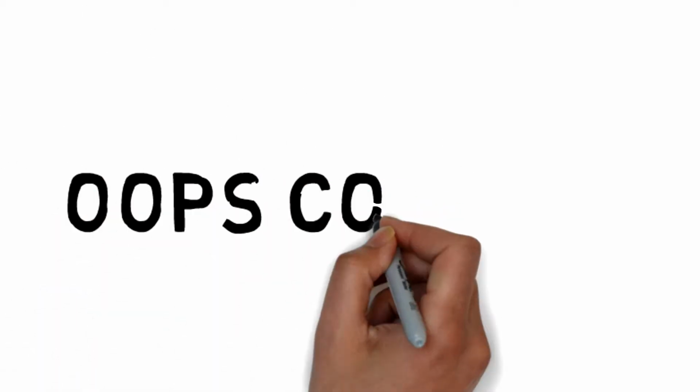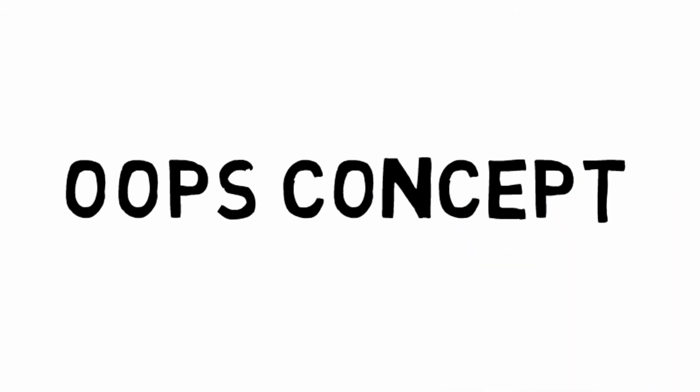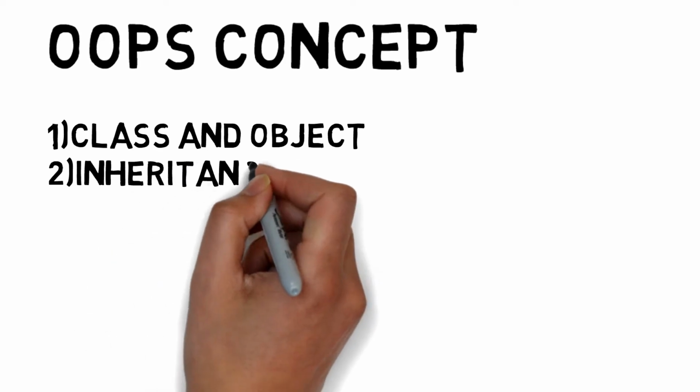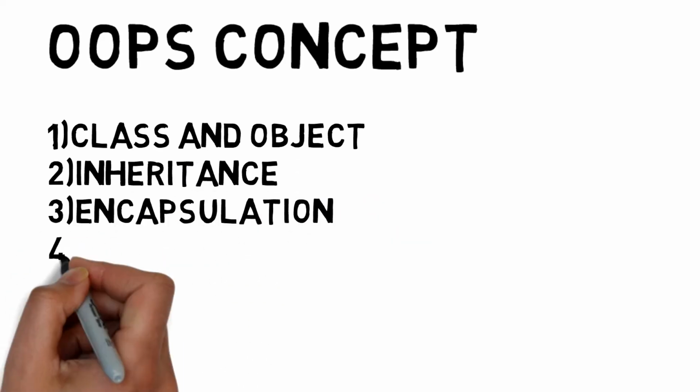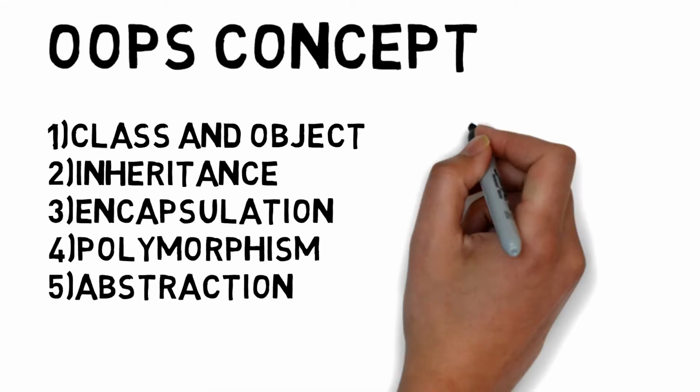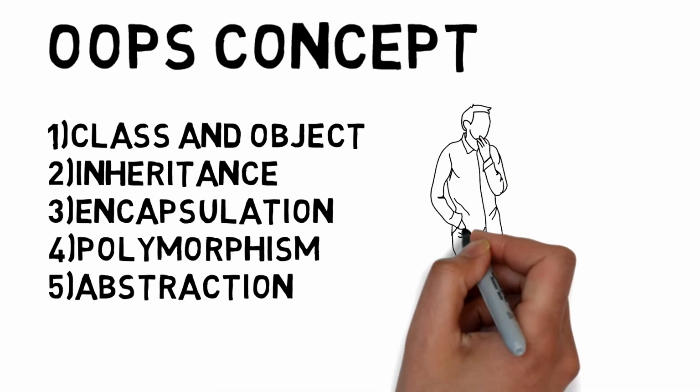OOPS refers to object-oriented programming and it contains 5 important points. First is class and object, second is inheritance, third is encapsulation, fourth is polymorphism, and last is abstraction. So we will cover all these topics in this video and understand the concept with real-world examples.